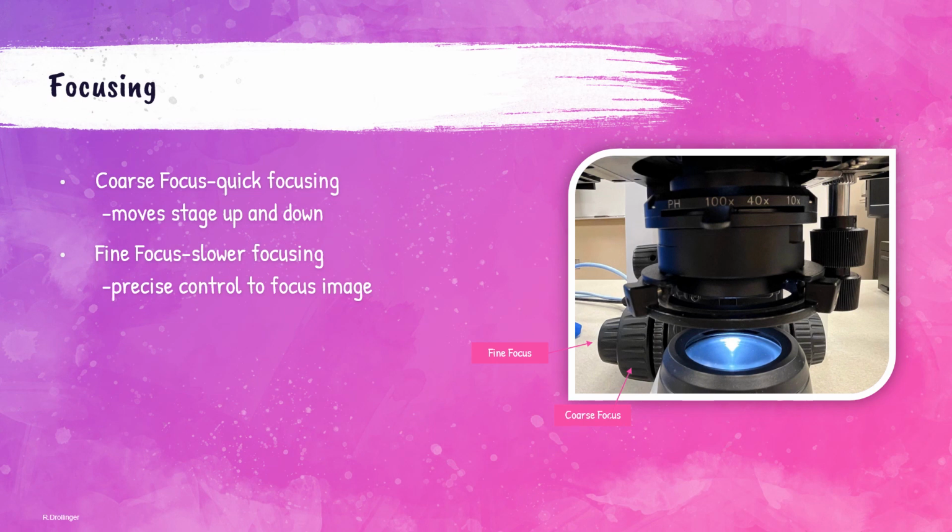As denoted by the arrows in this photo, these two knobs are the coarse focus adjustment knob and the fine focus adjustment knob. The coarse focus adjustment knob moves either the stage up closer to the objective lens or down farther away from the objective lens. The fine focus is used for slower, more precise focusing.